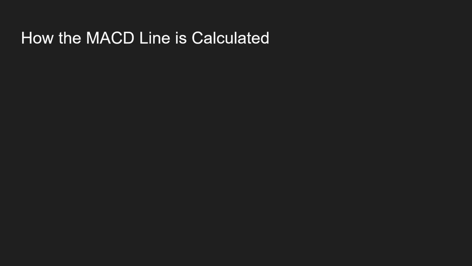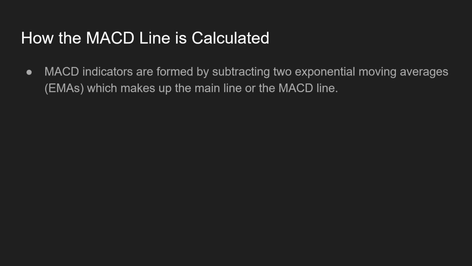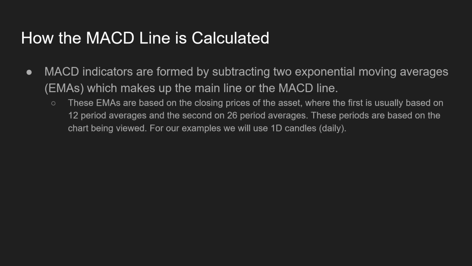So let's talk a bit about how the MACD line is calculated. MACD indicators are formed by subtracting two exponential moving averages, EMAs, which we spoke about in the previous section. This makes up the main line, or the MACD line. These EMAs are based on the closing prices of the asset, where the first is usually based on 12 period moving averages, and the second is on 26 period averages. These periods are based on the chart being viewed.